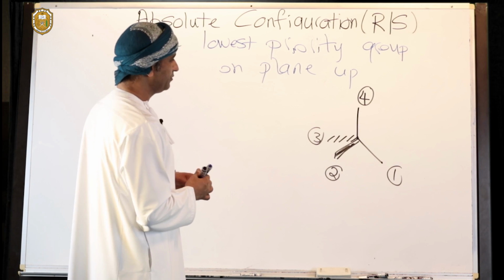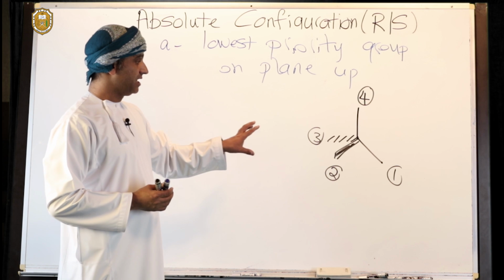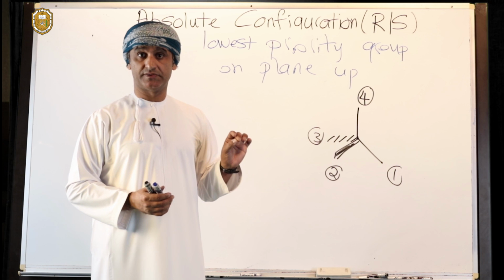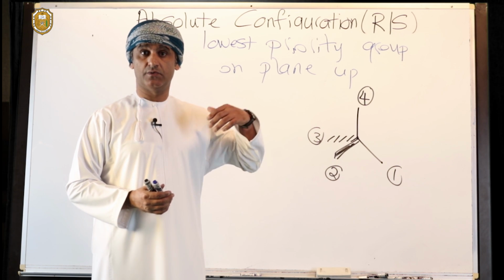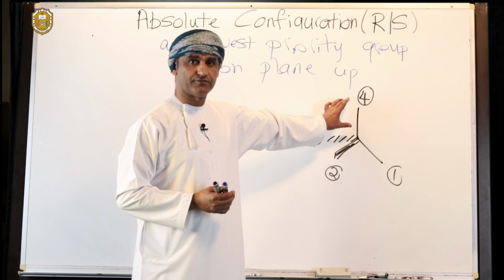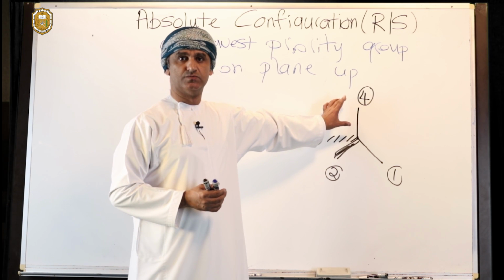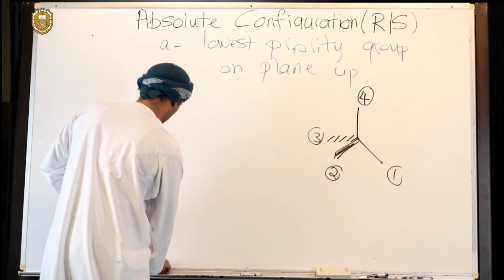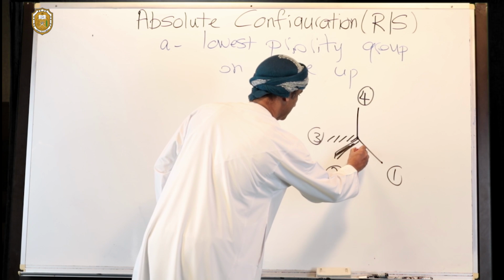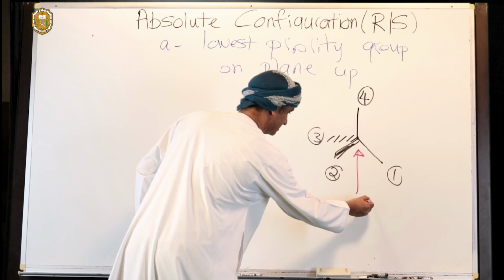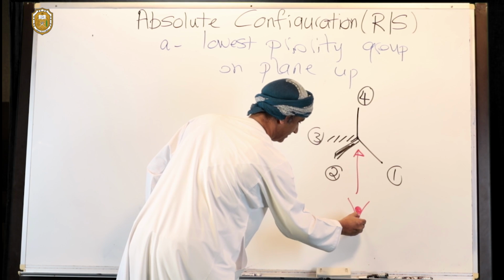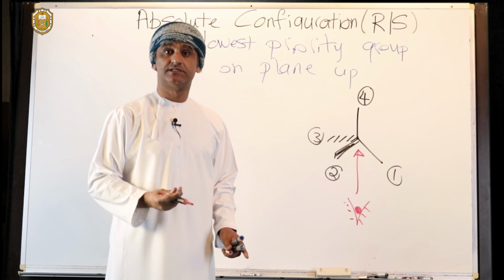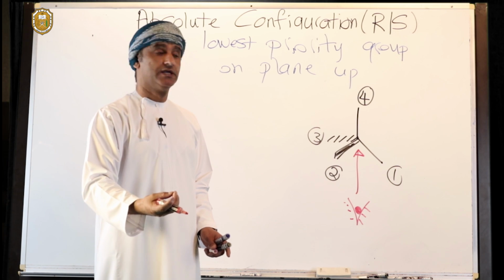Now, how do we look at this, or where do we look at this? The way to do this job is actually to view the molecule so that the lowest priority group is away from us. So this is where group number 4 is, the lowest priority group. So we should look from here, actually opposite to the lowest priority group. So this is the direction of vision, if you like, something like the eye. That's where we should look at the structure: opposite to the lowest priority group.